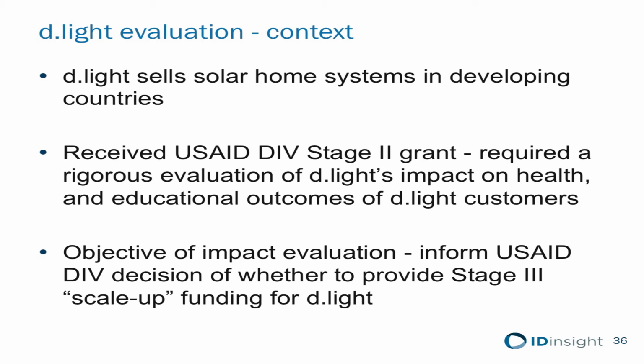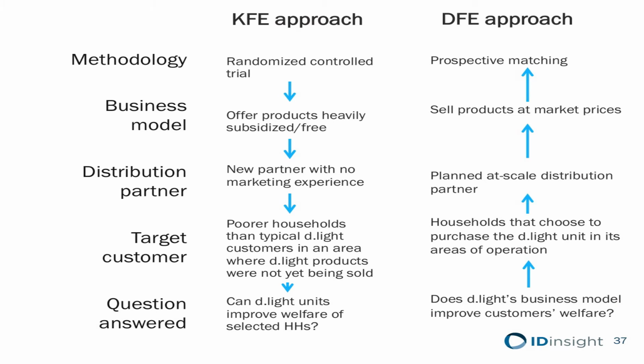So d.light initially started working with an academic who insisted on a randomized controlled trial. So it started with the methodological concern. And that meant that the business model had to change because in order to get a high enough number of people that actually use the home system, they had to give it away for free rather than selling it. Because if they had to sell it, then maybe 5% of all the people they went to would actually buy it, and you'd have to do this treatment on the treated estimate that might not be very rigorous and be very expensive.